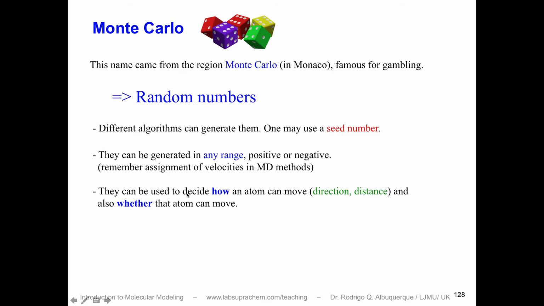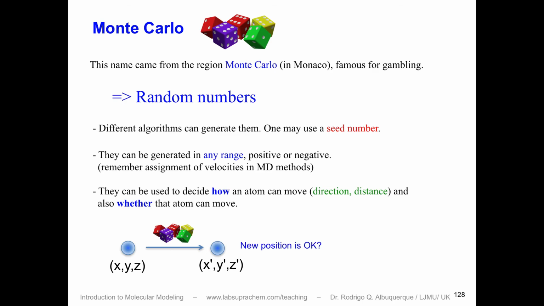These random numbers can be used to decide how an atom can move, which means which direction and distance, and also whether that atom can move. Is it allowed to move or not? Let's think of an atom having coordinates x, y, and z, and there's also an energy associated to this position. I will not discuss the energy here; I have discussed already in the previous parts how to evaluate the energy of molecular systems using force fields, for instance. Then we throw the dice to see where this atom is going to move, and we have a new position x, y, z, associated to a different energy.